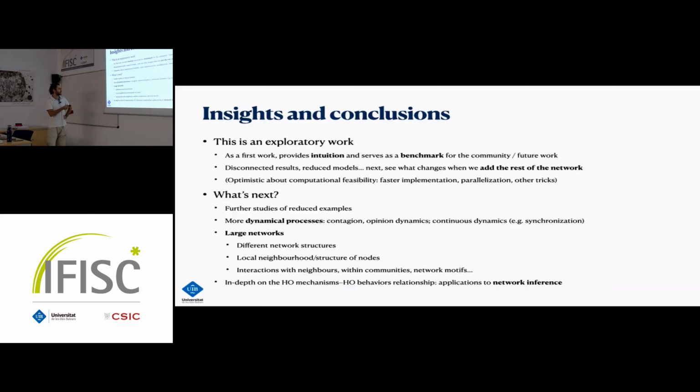What are the network effects coming from the local neighborhood of nodes? For example, how does the dynamical information depend on the neighbors of the node and how many neighbors it has? How does it change within communities or within particular network motifs? These are all interesting questions for us. And lastly, going more into depth into understanding the relationship between mechanisms and behaviors in the higher order setting can have some very interesting applications to network inference, or the problem of reconstructing networks with higher order interactions from data.